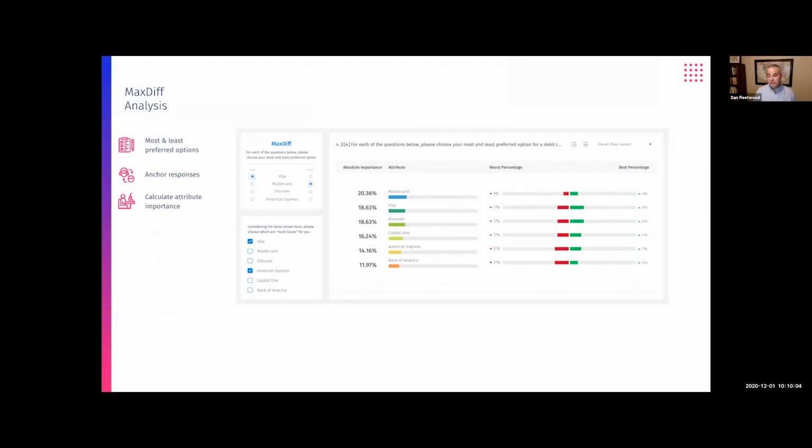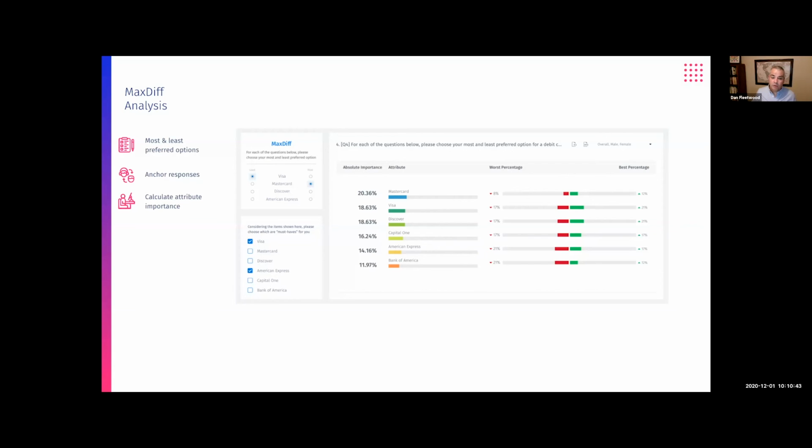And really, the anchored MaxDiff is simply asking an additional follow-up question, and then that gets bundled up into the analysis as well. So, considering the items shown here, please choose which of are must-haves for you. Whatever they select here, those are of absolute importance, and you can factor those into your model, so these are things that people actually care about and they have a high share of preference. So it's another data point that you can add into your MaxDiff modeling here.